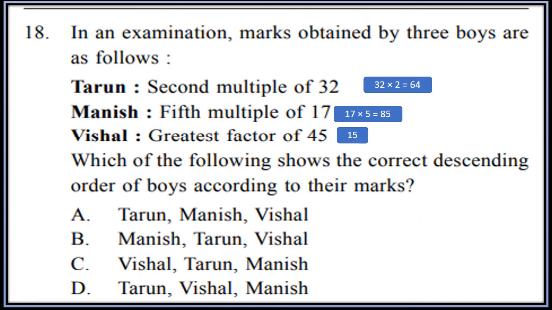Question number 18. In an examination, marks obtained by 3 boys are as follows. Tarun, second multiple of 32. Manish, fifth multiple of 17. Vishal, greatest factor of 45. Now which of the following shows the correct descending order of boys according to their marks? Now first solve how many marks Tarun, Manish and Vishal got. You can see the hint and then arrange them in descending order.